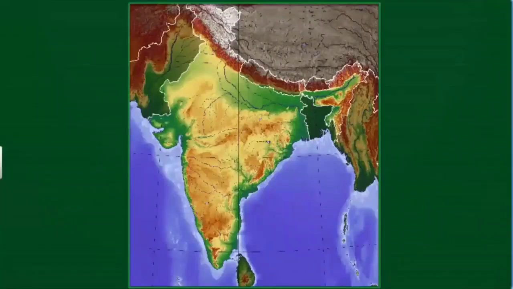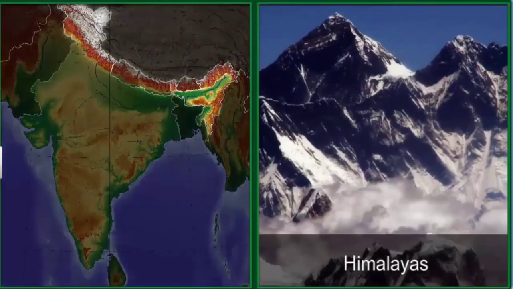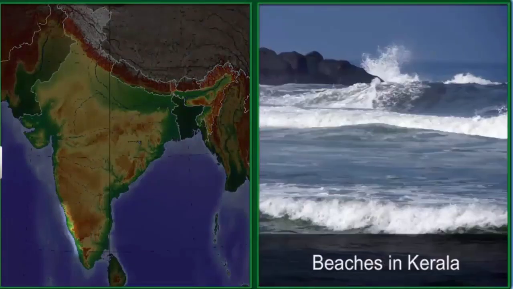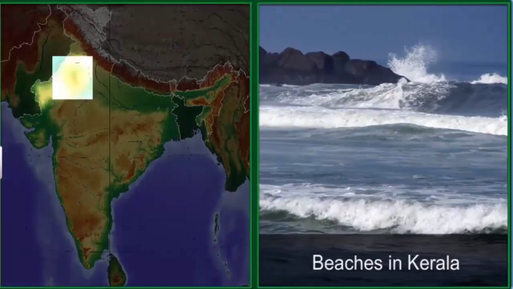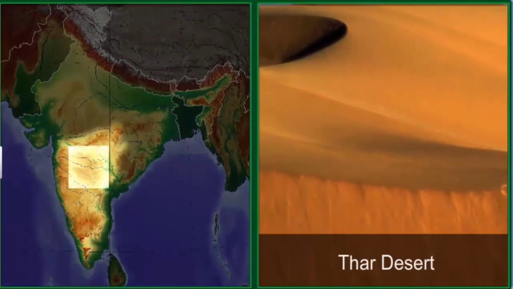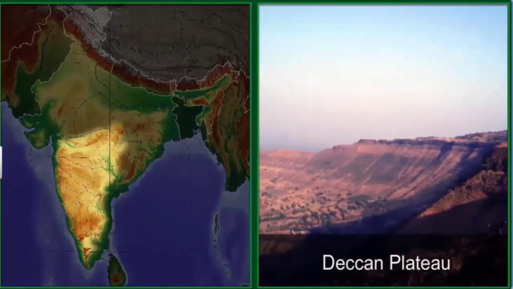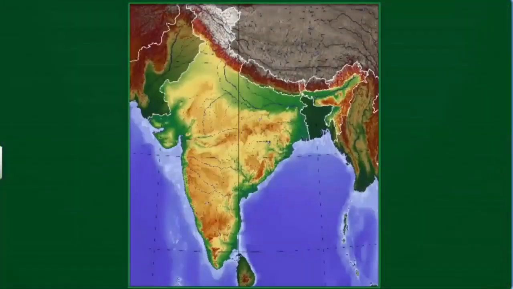India is a land of varied physical features. It has the Himalayas, beaches in Kerala, the Thar Desert in Rajasthan, and the Deccan Plateau. Even the color of the soil varies from one region to another.